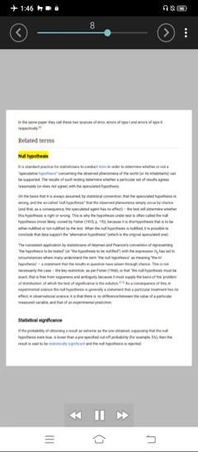Related terms. Null hypothesis. It is standard practice for statisticians to conduct tests in order to determine whether or not a speculative hypothesis concerning the observed phenomena of the world or its inhabitants can be supported. The results of such testing determine whether a particular set of results agrees reasonably or does not agree with the speculated hypothesis. On the basis that it is always assumed, by statistical convention, that the speculated hypothesis is wrong, and the so-called null hypothesis, that the observed phenomena simply occur by chance, and that, as a consequence, the speculated agent has no effect, the test will determine whether this hypothesis is right or wrong.